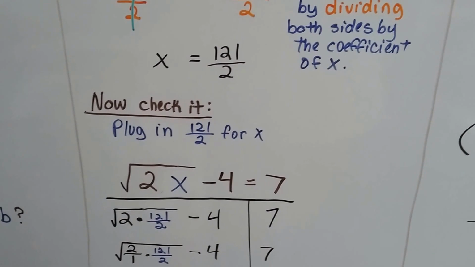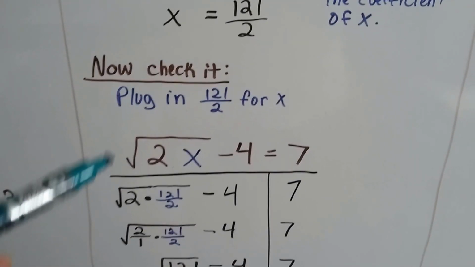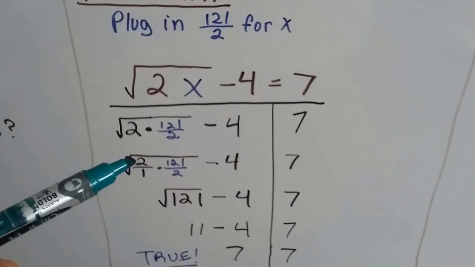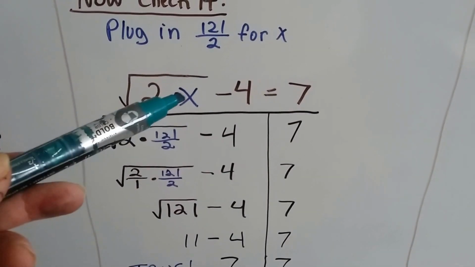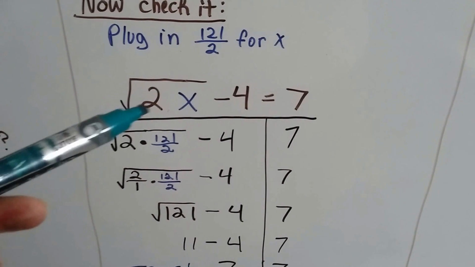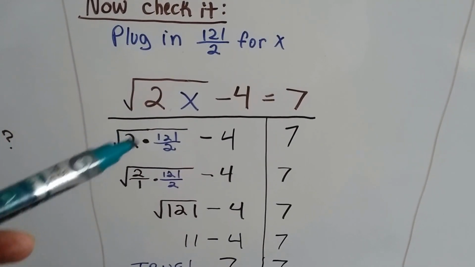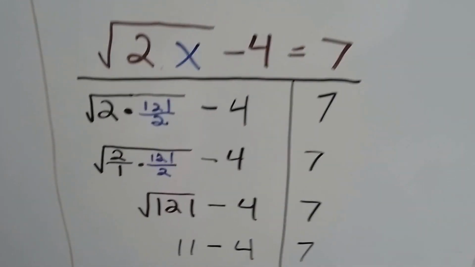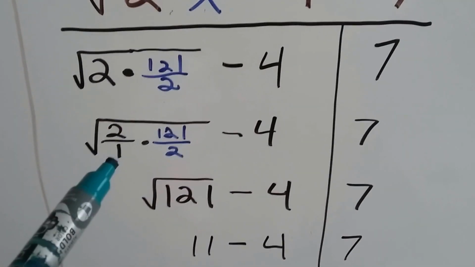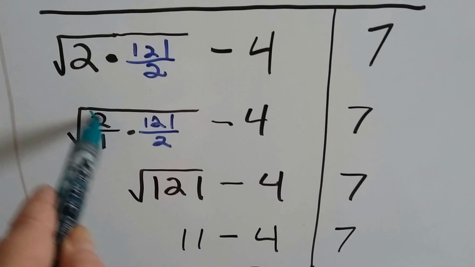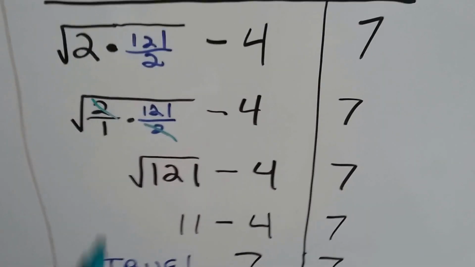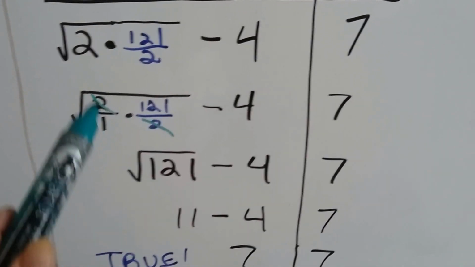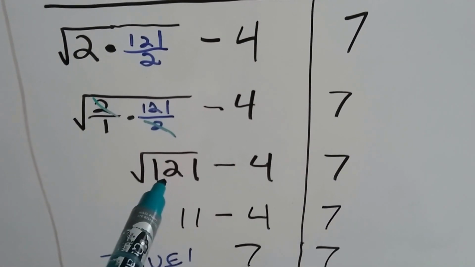So now to check it, we don't need to do anything to this. We can keep it just like this. We don't need to simplify it more. We just plug in 121 over 2 for x in the equation. So here's the original equation. Because this is multiplied to each other, right? That means we're going to multiply the 2 by 121 over 2. And if it's over a 1, then this 2 cancels out this 2 as a 1, doesn't it? So we end up with just 121 over 1, or the square root of 121.